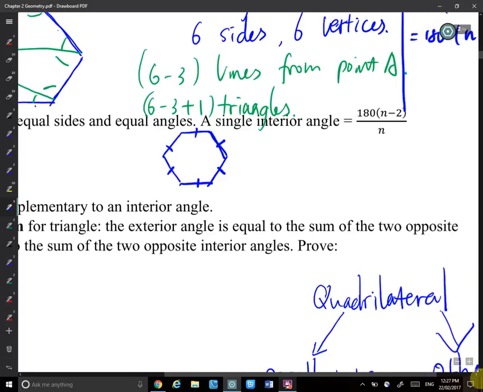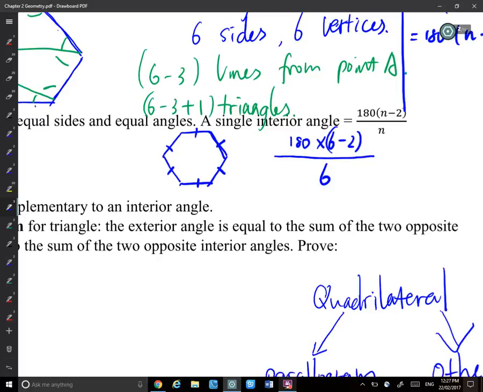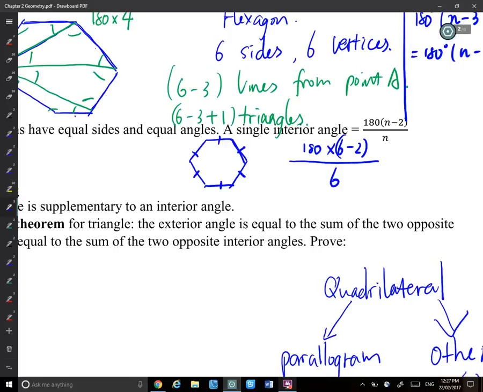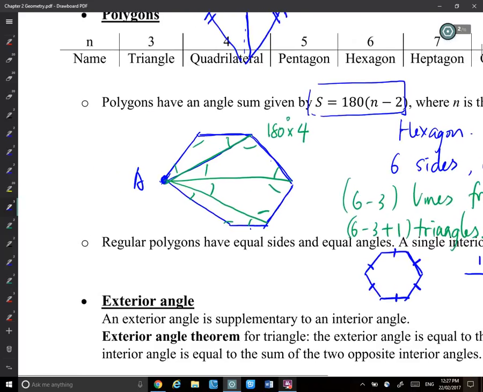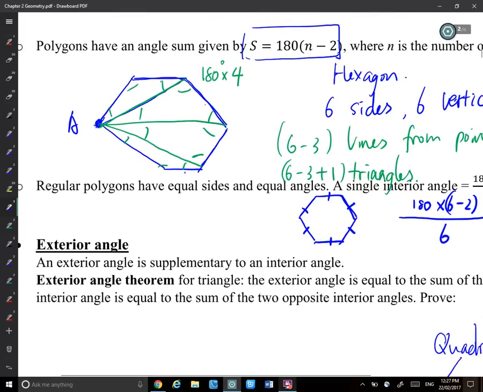The inner sum of this hexagon will be 180 times 6 minus 2, so n minus 2 gives the inner sum. How many angles are there? There are 6 angles, so I divide by 6, and that gives each angle. If it's a regular shape, I can find the single angles. But if it's not a regular shape like this one, I won't know how large each angle is, and we need to calculate in different ways.